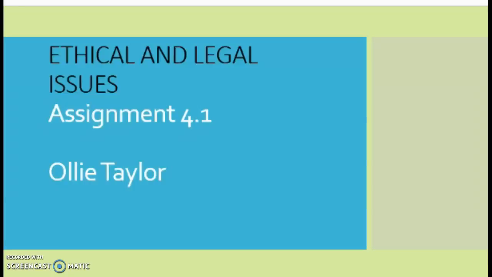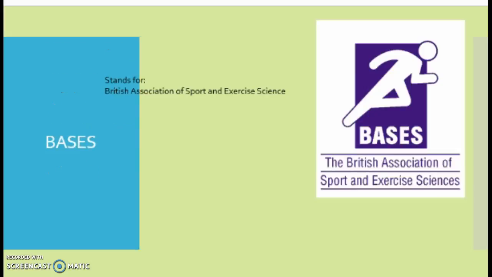Hello, this is my assignment 4.1 on ethical and legal issues in sport and exercise science research. In this assignment we'll be looking at the two main types of issues regarding research, BASES, some codes of conduct in research, and some scenarios in which research has gone wrong. But first, what is BASES?